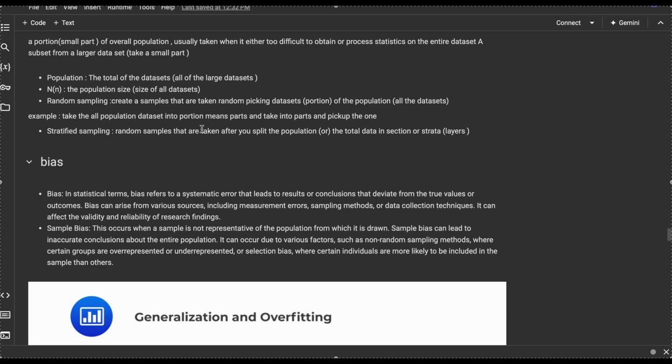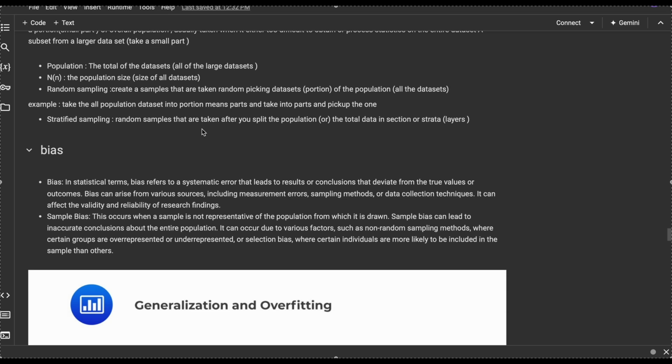And the next, bias. Bias in statistics refers to systematic errors that cause deviated values.